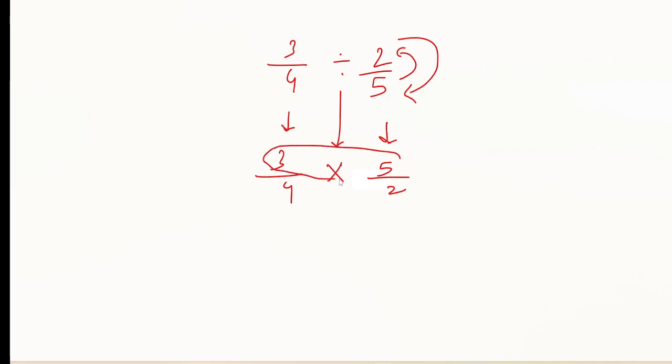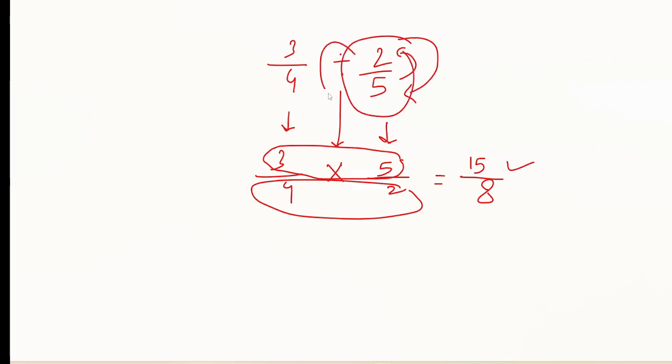Then we multiply numerator with numerator, the same process. 5 times 3, 15. 4 times 2, 8. Okay, so this is the final answer. So we just flip the second fraction, we convert this division into multiplication. That's how we divide fractions.